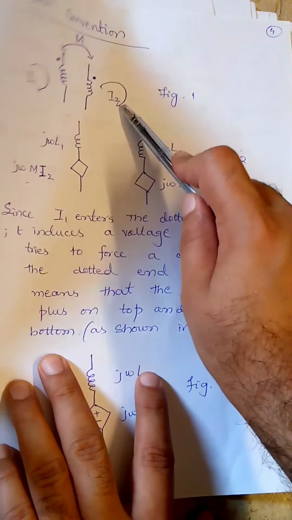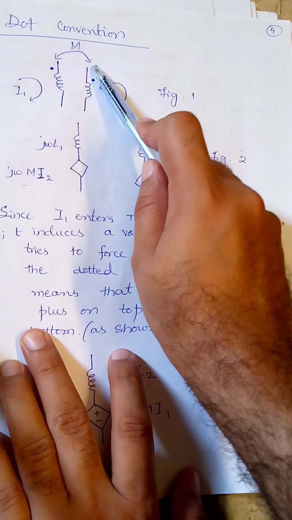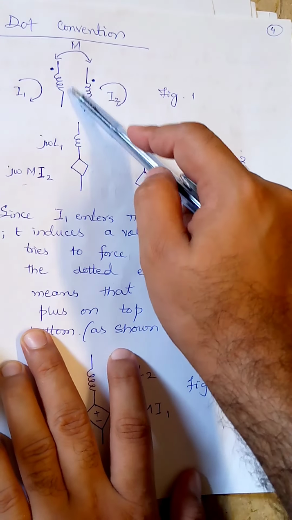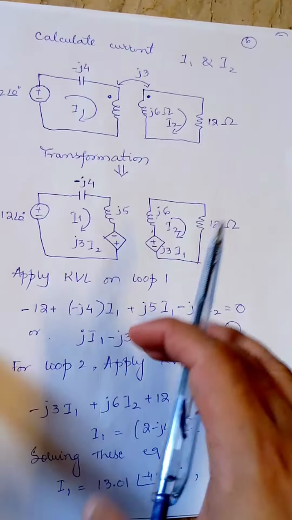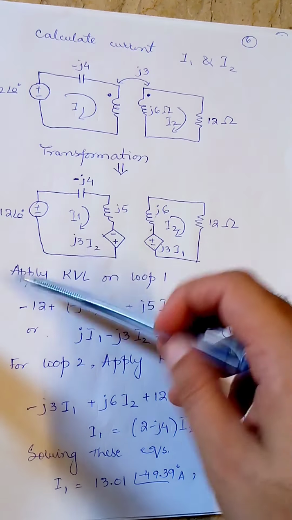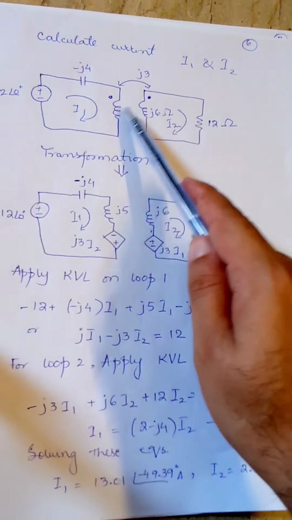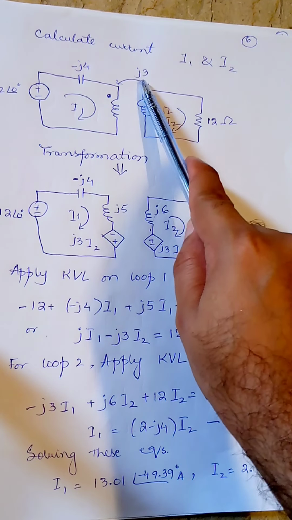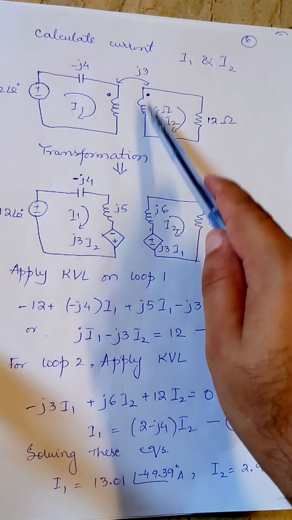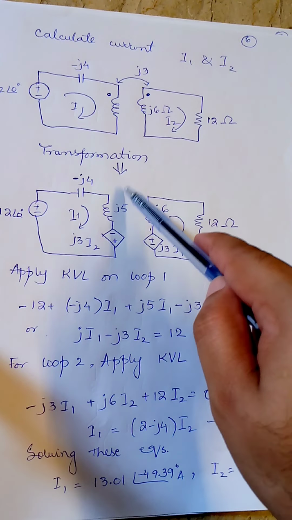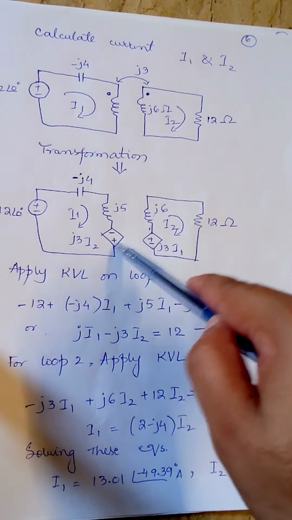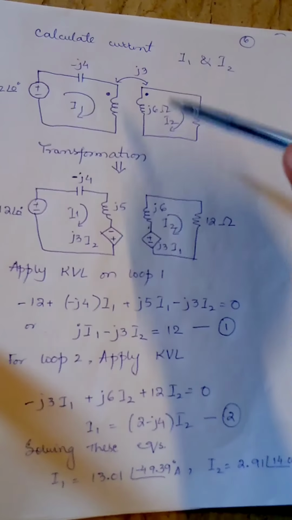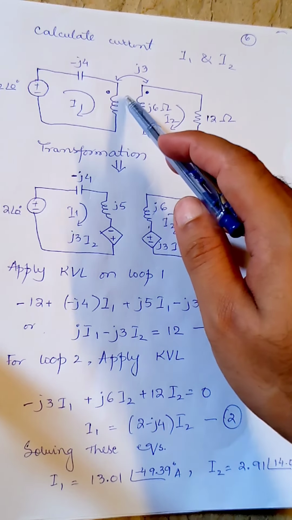Similarly, if the current in one coil is leaving the dotted end, it would be entering the other coil from the dotted end. So let us see this example. Here we can see these two coils are magnetically coupled by a mutual inductance of j3, right? So we would transform this circuit into an inductance with a dependent voltage source. Here we can see this current I1 is entering the dotted terminal.